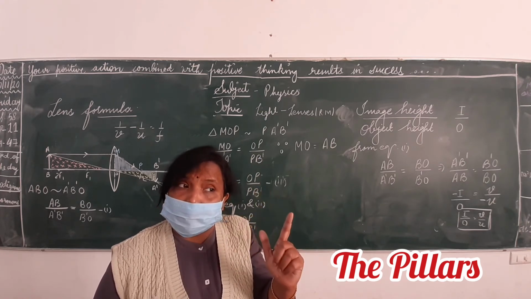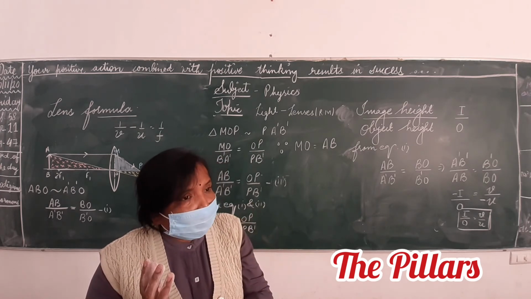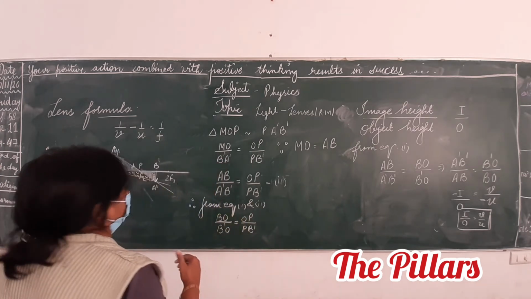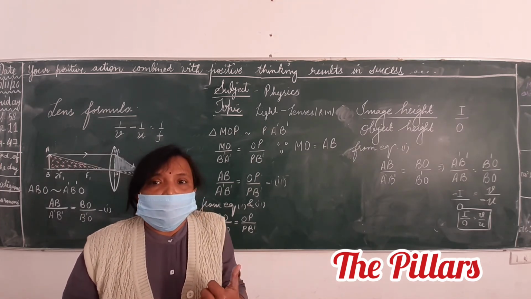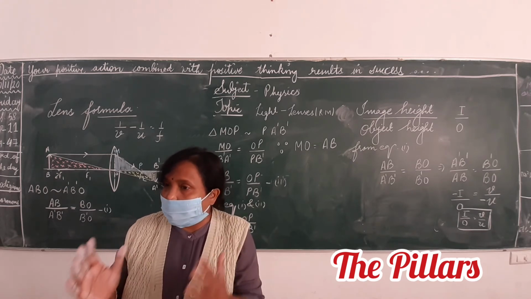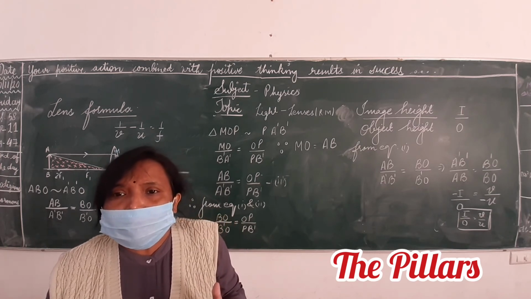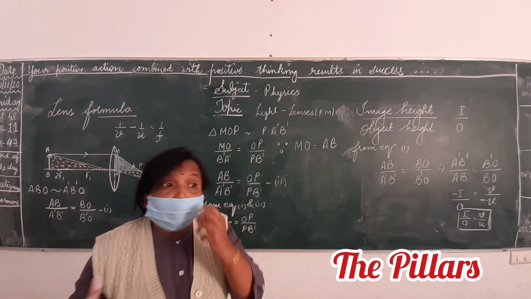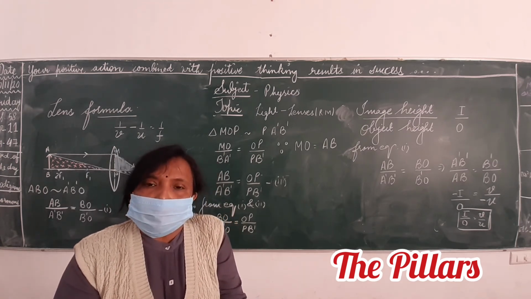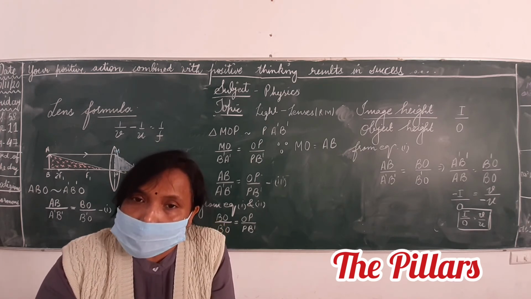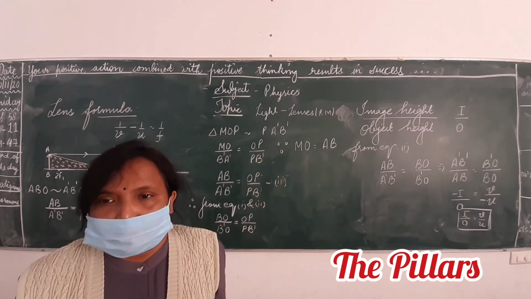If you don't know the sign convention, when you do the numericals, you might make mistakes. The first one: light rays always travel from left to right. This is our assumption. All the distances measured in the direction of light will be positive, against the direction will be negative. All the distances will be measured from the optical center of the lens. Distances above the principal axis are positive, below the principal axis negative. And with this you can do the questions.